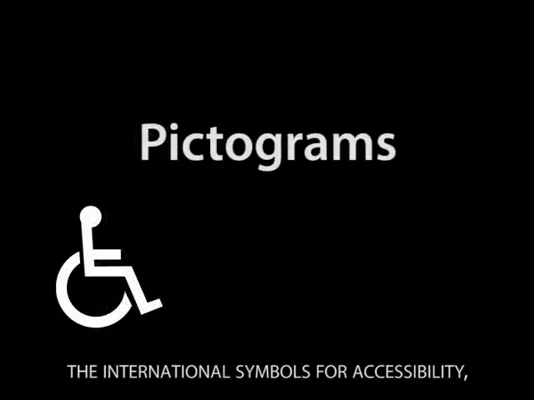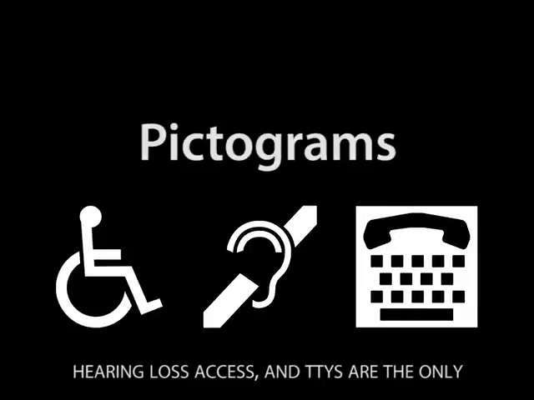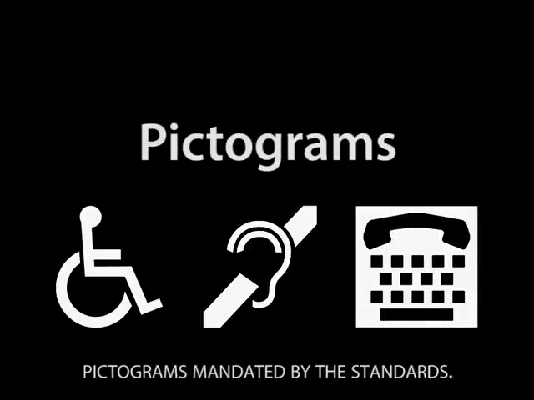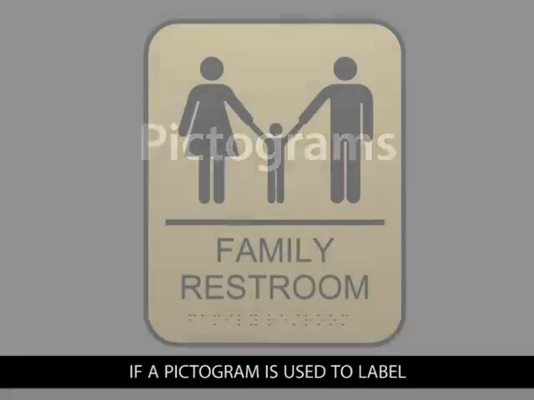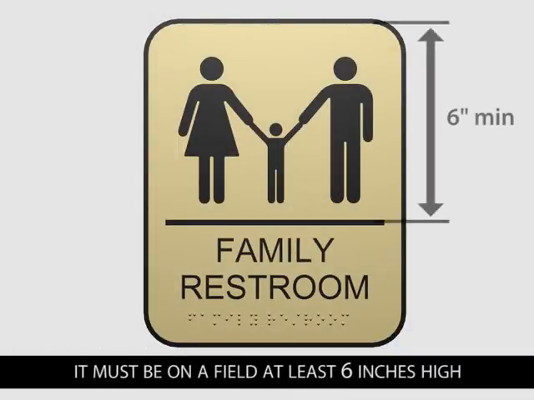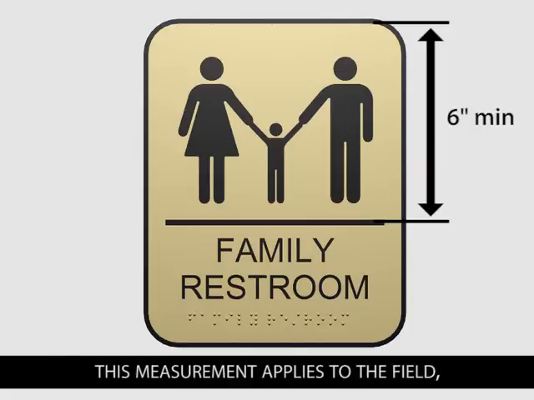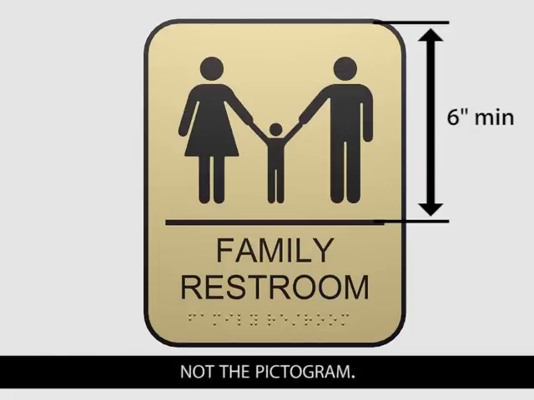The international symbols for accessibility, hearing loss access, and TTYs are the only pictograms mandated by the standards. Requirements apply to other pictograms only where they are provided. If a pictogram is used to label a permanent room or space, it must be on a field at least 6 inches high, as shown here on a family restroom sign. This measurement applies to the field, not the pictogram.